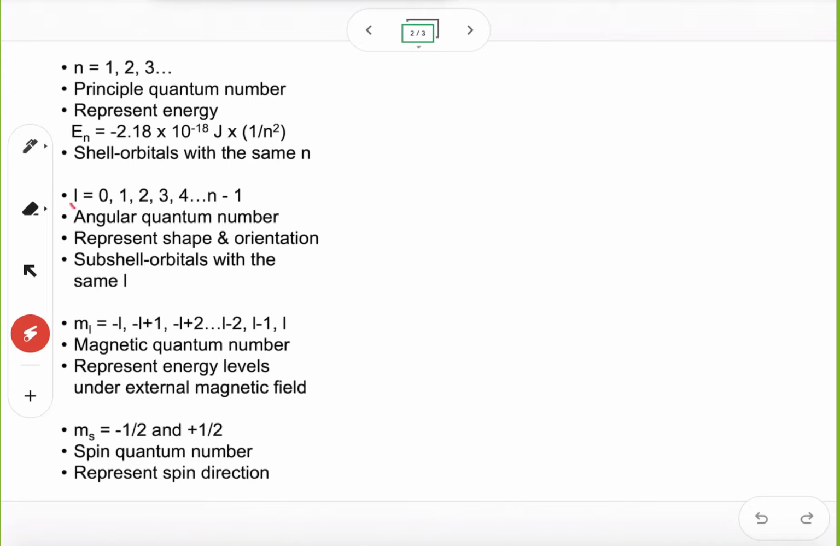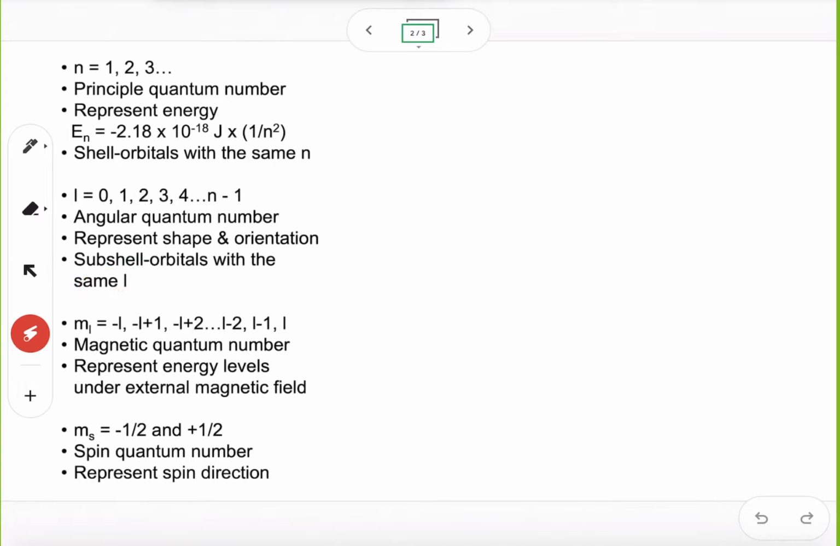What does the l represent? Well, it represents shape and orientation of the orbitals. And sometimes we call l a subshell, and these orbitals will have the same l values.